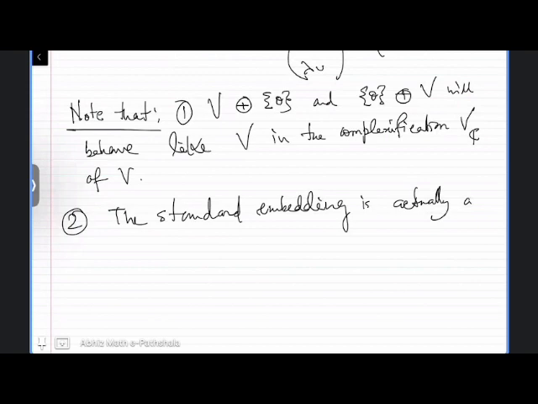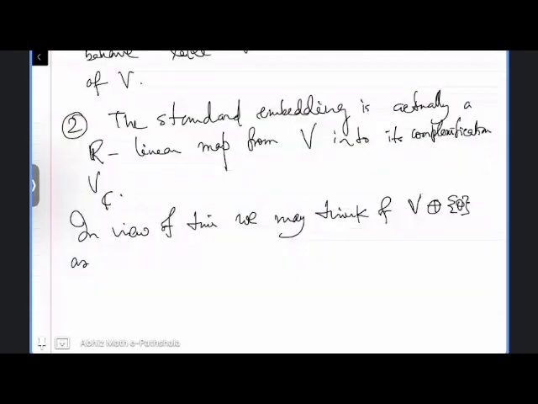And in view of this, one may think of V ⊕ {0} with theta as a copy of V inside this.